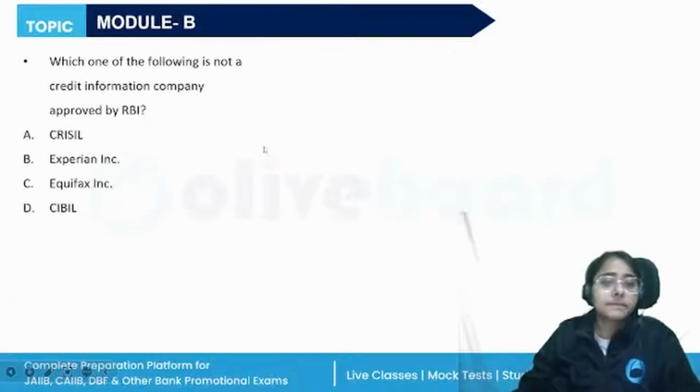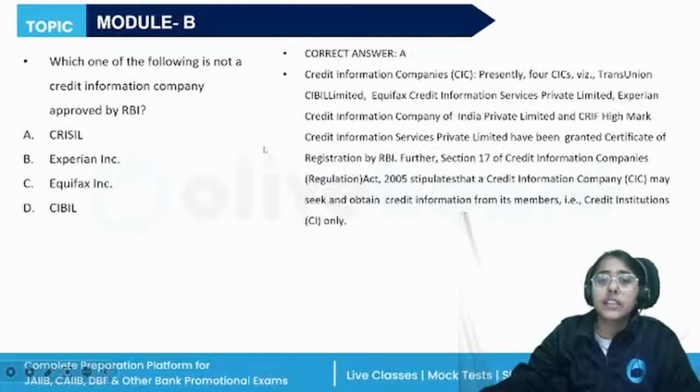Next, which one of the following is not a credit information company approved by RBI? So in India, there are four credit information companies which are working. Out of those four, which of the following is not one? CRISIL, Experian, Equifax, or Sibyl? And the correct answer here is option A.